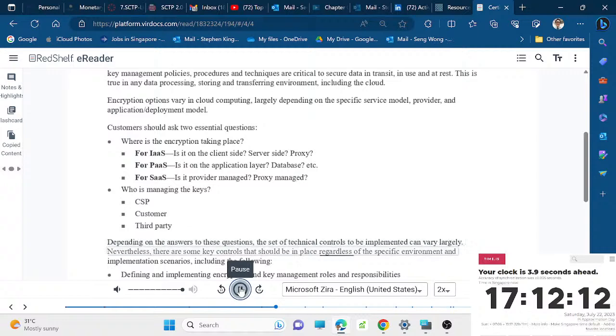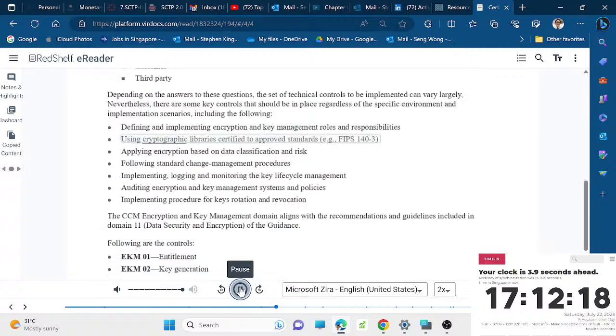Nevertheless, there are some key controls that should be in place regardless of the specific environment and implementation scenarios, including the following: defining and implementing encryption and key management roles and responsibilities, using cryptographic libraries certified to approved standards, example FIPS 140-3, applying encryption based on data classification and risk following standard change management procedures, implementing logging and monitoring of the key lifecycle management, auditing encryption and key management systems and policies, implementing procedures for key rotation and revocation.